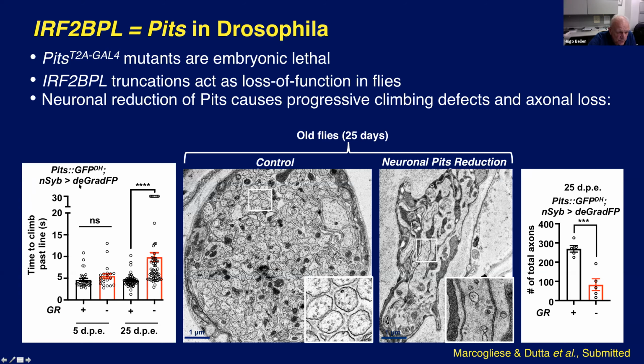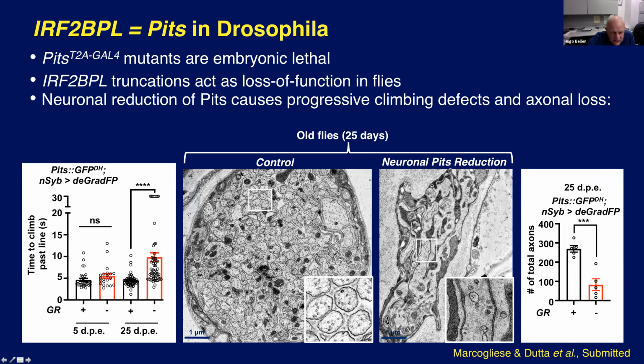So you can put the flies at 18 and not have any induction of the degradFP, but if you bring them to 25 or 28, the degradFP will bind to the GFP and degrade the PITS protein. And if you do that for 25 days, you can see them start developing climbing defects.